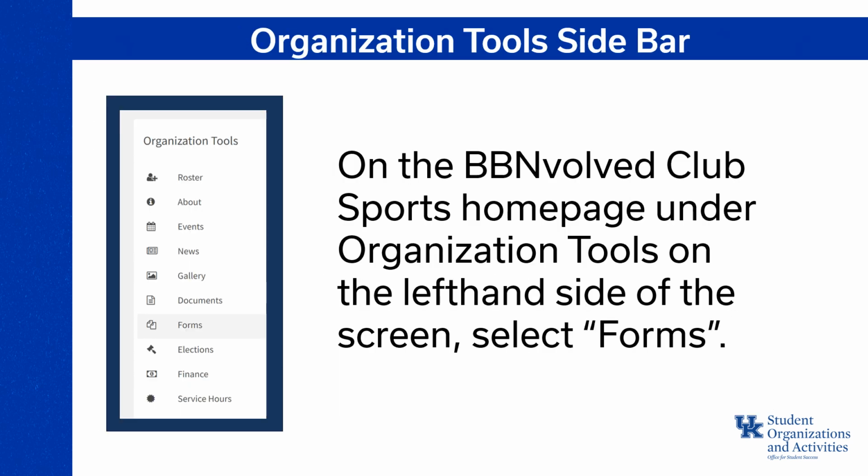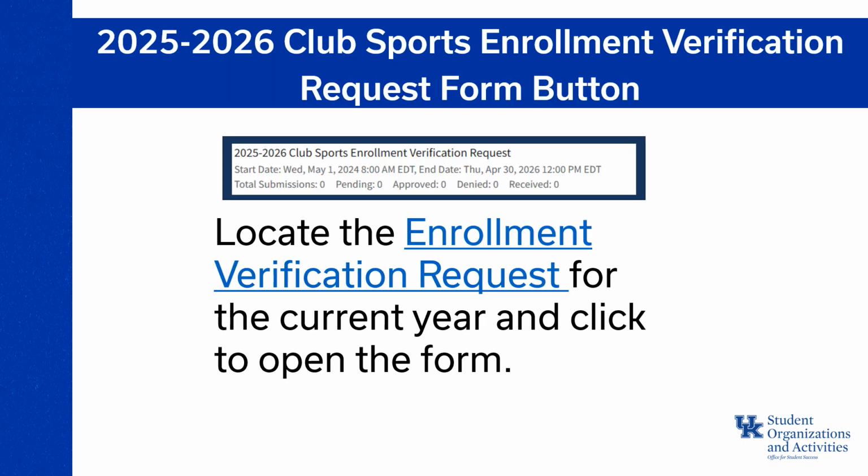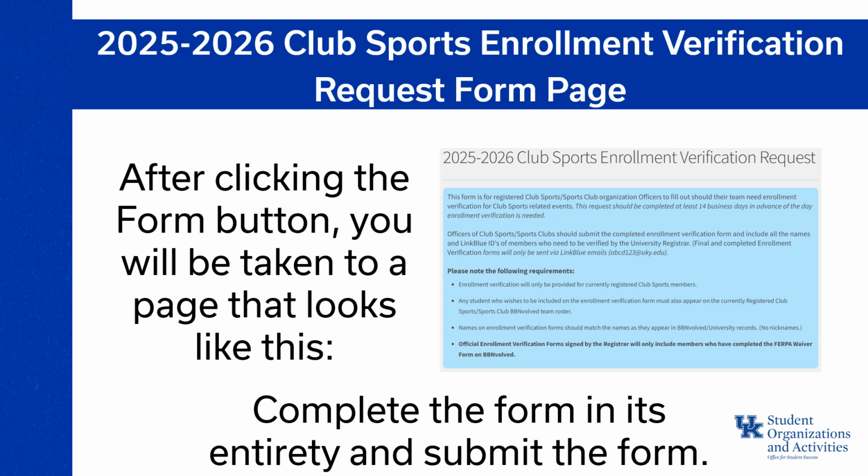To find the request for enrollment verification form, once again, you will visit the Forms section under the organization toolbar on the left-hand side of your screen. Once you have clicked on Forms, locate the Enrollment Verification Request form for the current year, 2024-2025, and click to open the form. Once you have opened the form, you will be taken to a page that looks like this. Complete the form in its entirety and then submit the form.